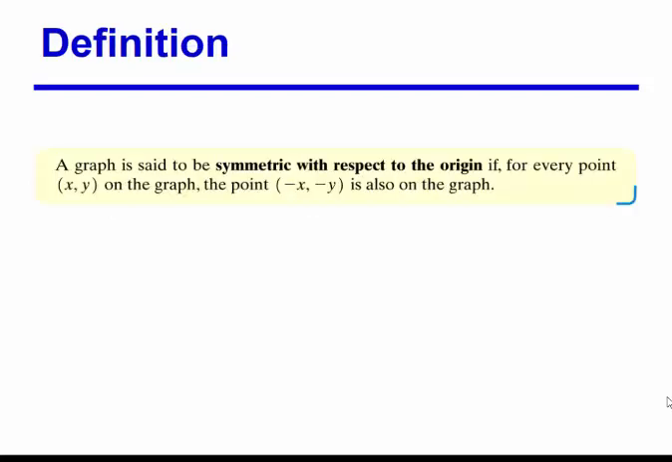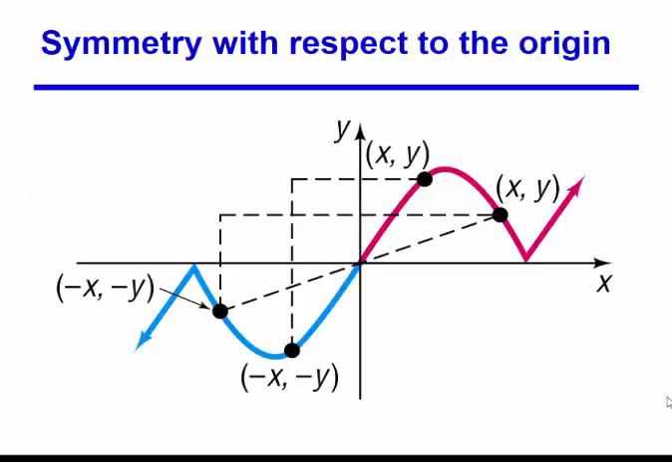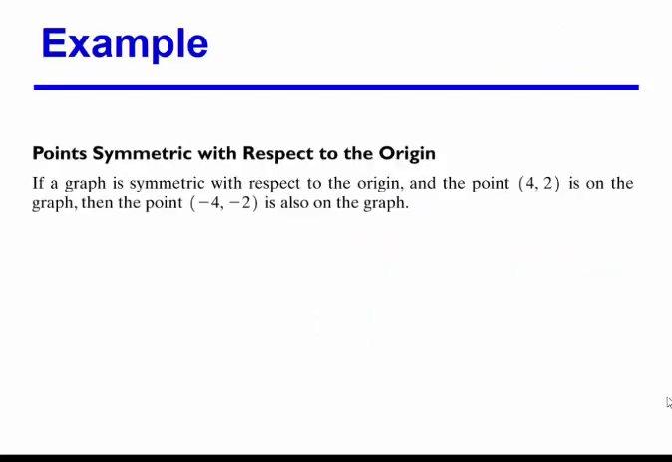And then the next one is symmetric with respect to the origin. This is if for every point x, y on the graph, the point -x, -y is also on the graph. So again, here the origin is the one that acts as a mirror. For points symmetric with respect to the origin, if the point 4, 2 is on the graph, then the point -4, -2 would also be on the graph.